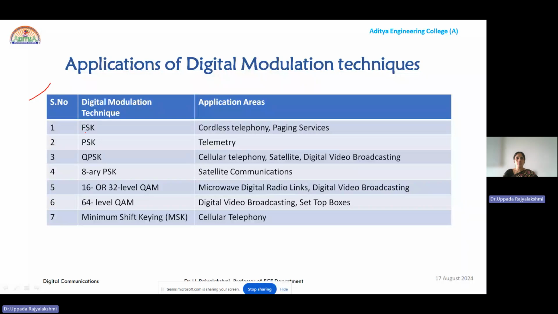Here you can see different types of applications of shift keying techniques. Frequency shift keying was earlier used in cordless telephony and paging services. Phase shift keying was initially used for telemetry, and nowadays for cellular telephony we are using QPSK, and for satellite communications we can use 8-ary PSK, and for broadcasting purposes, QAM. Similarly, different types of QAM, such as 16-ary, 32-level or 64-level, are all preferred for broadcasting purposes, and minimum shift keying is also used for cellular telephony.